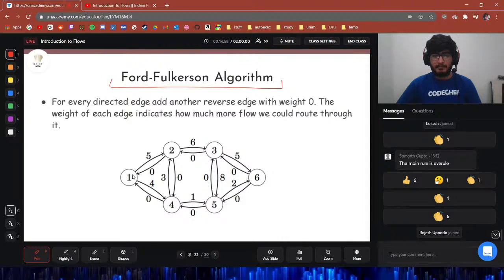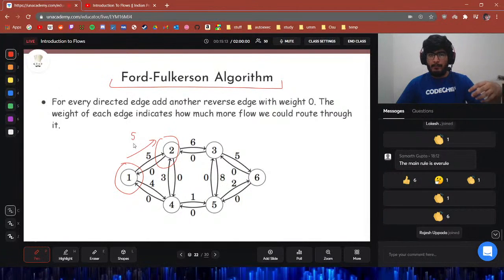In this system, from 1 to 2, I can add 5 more flow to this pipe, right? Let's imagine that as a pipe. Then I can add 5 more flow from 1 to 2, because there is an edge from 1 to 2 with the weight 5. And from 2 to 1, I cannot add any more flow currently, so the weight there is going to be 0. These values are going to change.